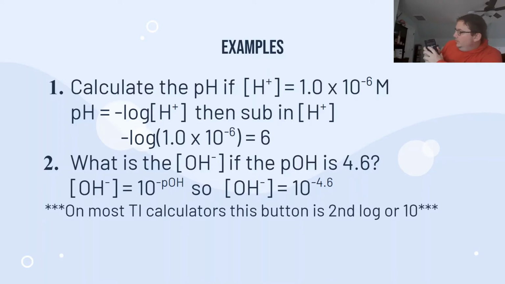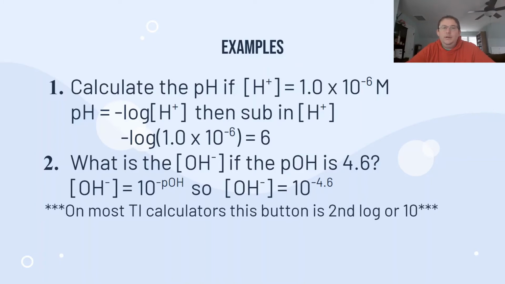Why not show you? Shift, log, negative sign, 4.6, equals. And I get 2.5 times 10 to the negative 5. Now, I'm not going to go over sig figs in this particular lesson. I'm going to do a separate video on how to do sig figs with logarithms because it's just a little bit more complicated. And if you're curious about how to do sig figs with logarithms, then you can watch that video to figure it out.